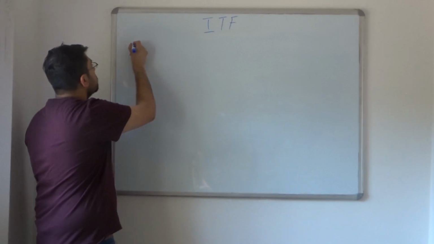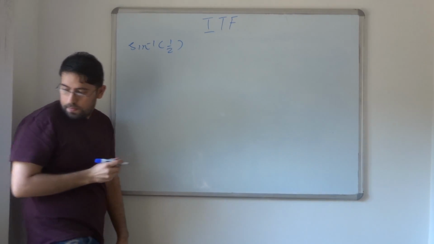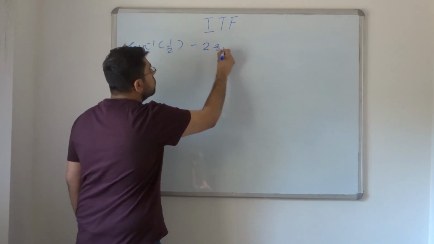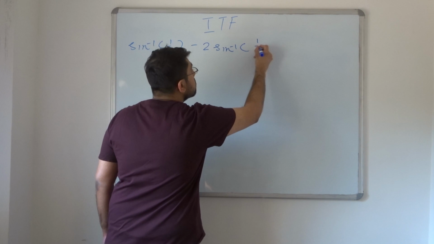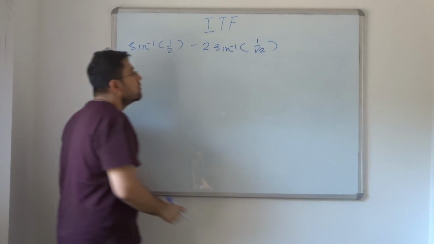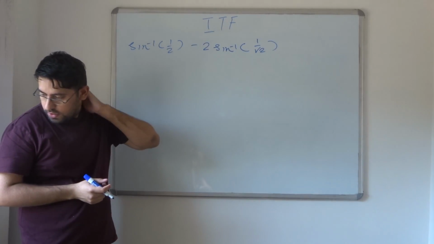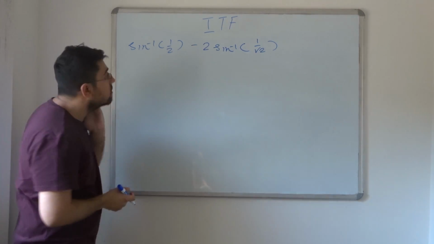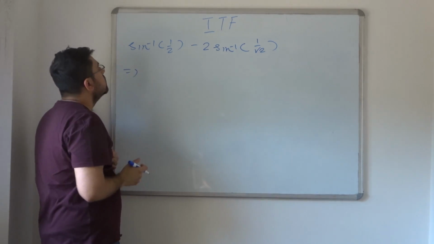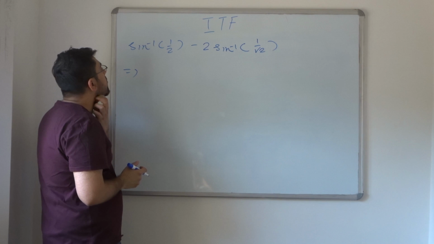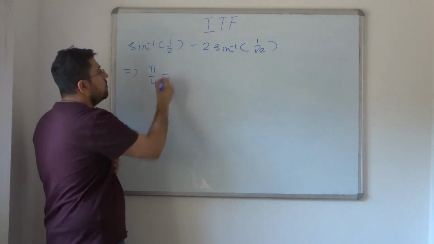Okay, so you have sine half, minus 2 sine, 2 sine, yep, okay. So this is now the next question. Okay, so how do you solve this, guys? So basically we already know that arc sine half is pi by 4. We already know that, it's common sense.